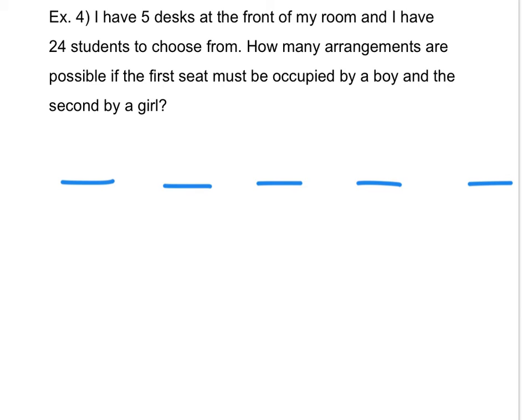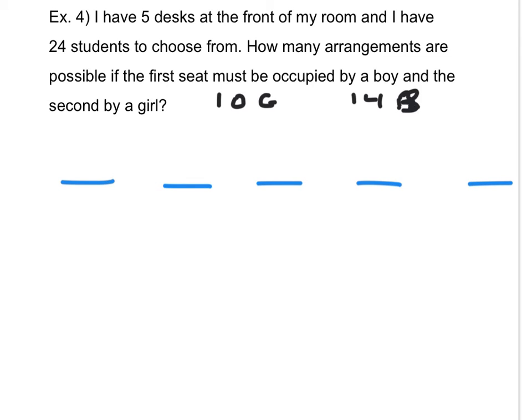So here's the thing with this. This is tricky. I actually left out a bit of information which I'm going to include. So we're going to say that in the class, 24 students to choose from. We'll say that there are 10 girls, 14 boys. Okay, I forgot to add that in the question at the start, but I'm putting it in now. 10 girls and 14 boys. So, 5 desks, 24 students. How many possible arrangements are there? If the first seat must be occupied by a boy and the second seat must be occupied by a girl.